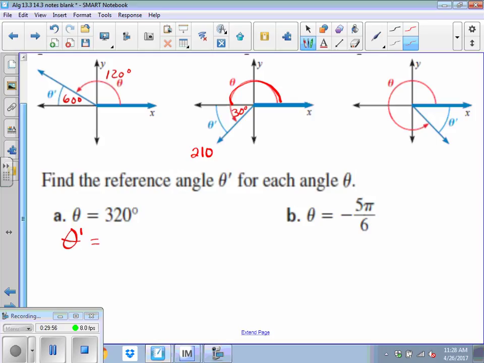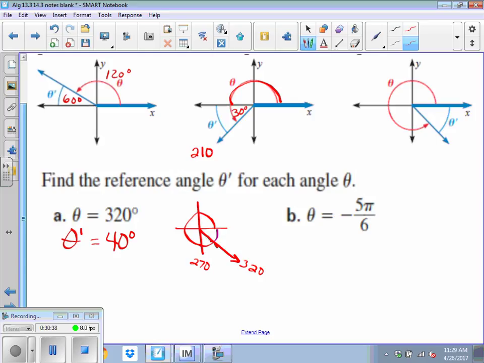Well, if you graphed it, this is what? This is 180, 270, right? If I went all the way, it'd be 360, right? That's too far. So remember when we were graphing them, it's somewhere right here. That is 320. I want to know what that angle is. So what do? Subtract. 360 minus 320 gives you 40 degrees. So theta is 320. The reference angle, theta prime, is 40 degrees.